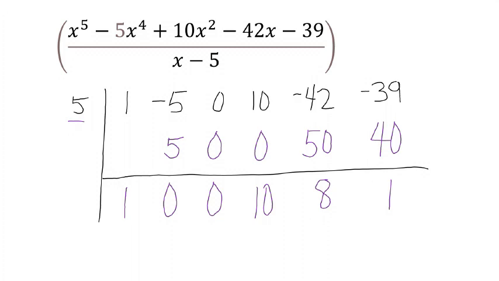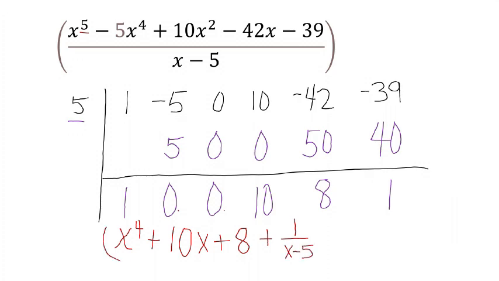Okay, so let's add our variable to the terms. We go one less than what we started. We started with the 5th power, so this is going to be x to the 4th power. Now this 0 represents the 3rd power, and this 0 represents the 2nd. So our 10 is going to be x to the 1, and our 8 is going to be our constant. Then we have a remainder of 1, and the way we would write that is 1 over our divisor, which was x minus 5. That's how you would use synthetic division on a polynomial.